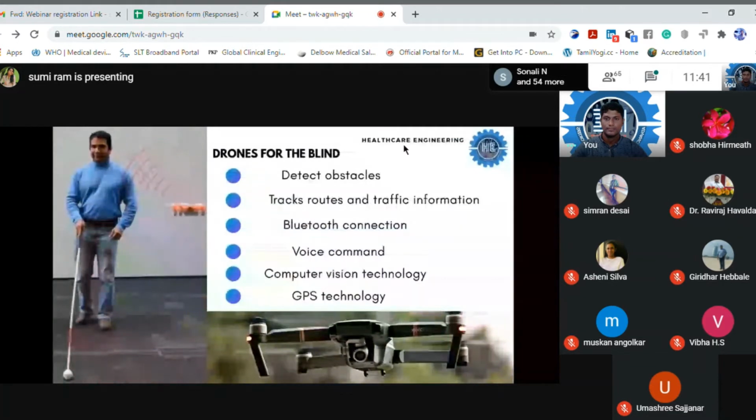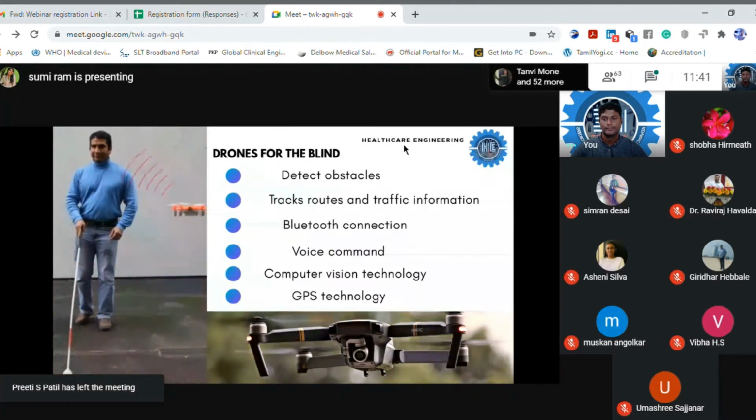The next one is drones for the blind. Yes, drones are useful for visually impaired people. The drones fly at a particular distance along with the user, and they use computer vision technology and GPS technology to detect obstacles, and they also track the matching routes and other traffic information. These data are collected and transmitted to the user via a Bluetooth headset, given as a voice command.